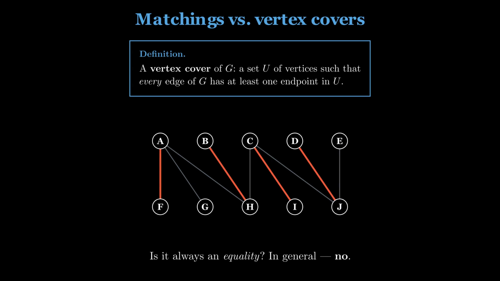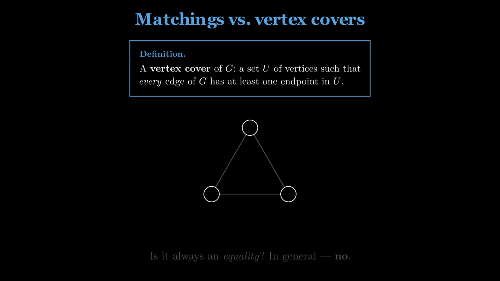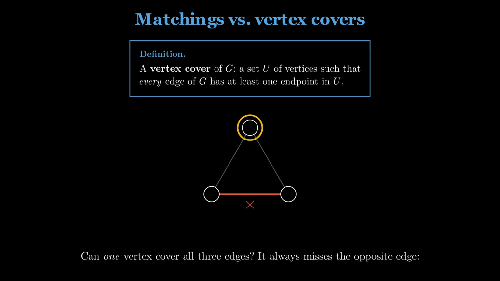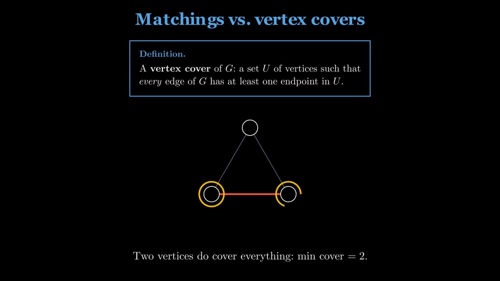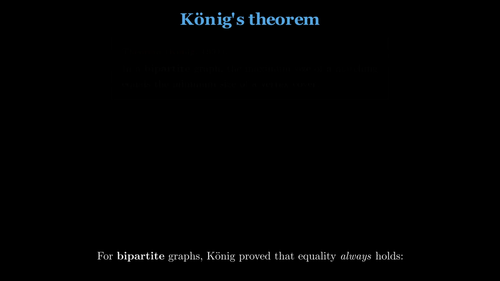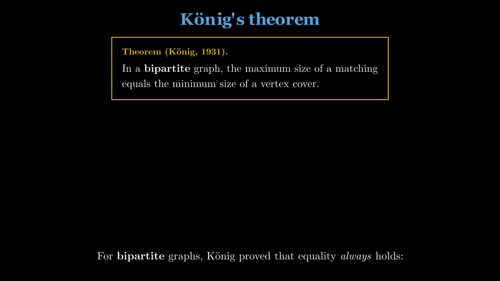Can the 2 sizes always meet? In general, no. In a triangle, any 2 edges share a vertex, so a matching has at most 1 edge. But a single vertex always misses the opposite edge. And so the smallest cover needs 2 vertices. 1 is less than 2. In general graphs, the gap is real. For bipartite graphs, however, König proved that the 2 optima always agree.